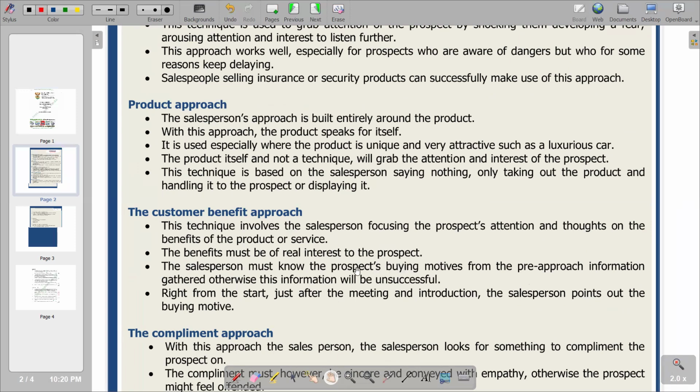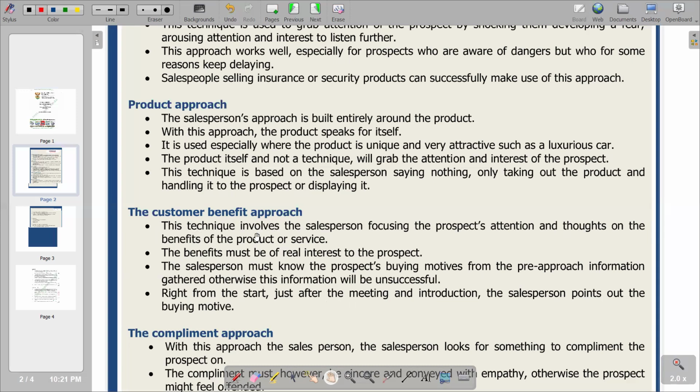So you cannot tell the prospect benefits that do not have any value to the prospect. You should know the benefits to present to your prospect, depending on the particular prospect that you are dealing with. On the last point, it reads: right from the start, just after the meeting and introduction, the salesperson points out the buying motive. So this is the structure that we have under the customer benefit approach.